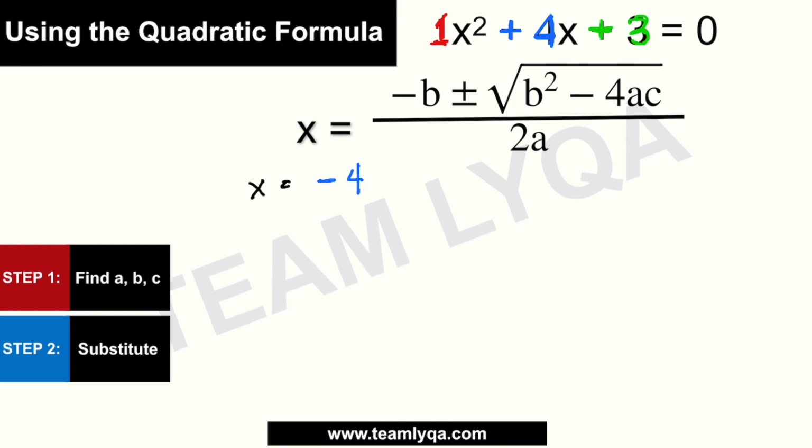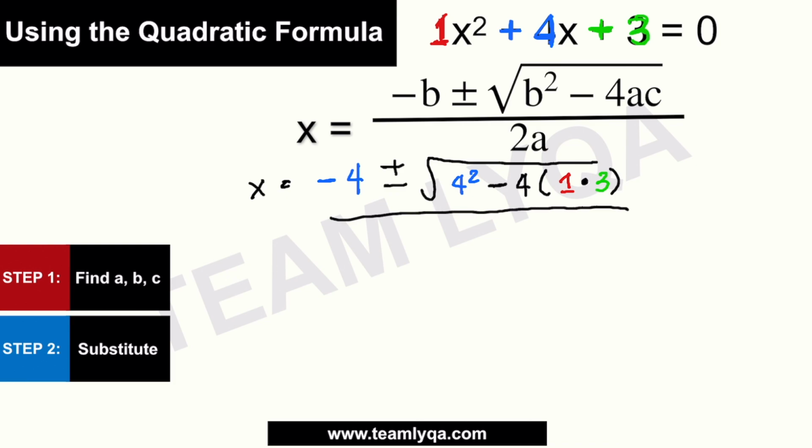Tapos, plus or minus naman siya ng square root of, and then you have b squared. Again, b natin is 4 or positive 4. So, 4 squared. Tapos, minus 4 times yung a times c. Now, ang a natin ay 1. I-multiply ko lang siya sa c, which is positive 3 or 3 na lang. Yan na ngayon siya. Okay? Tapos, all over, or di-divide natin lahat-lahat sa 2 times yung a natin, which is 1.